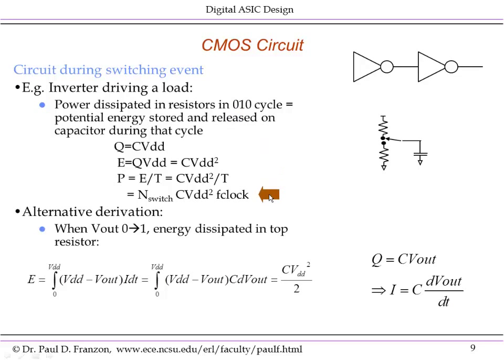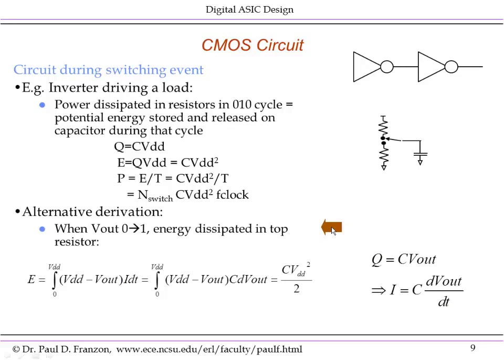So what we'll do is convert that into 1 over T into N switch times F clock. These are defined on the next page. F clock, of course, is the clock frequency. N switch is the average number of cycles in which you get a complete 0-1-0 transition. For general logic, that is usually less than 50%.